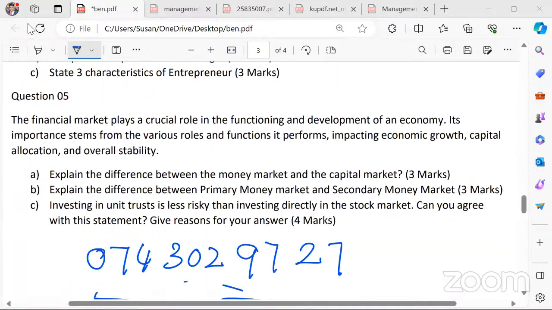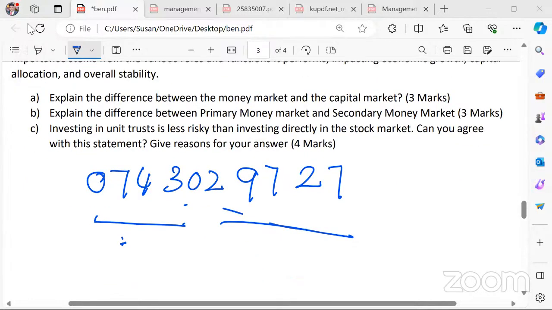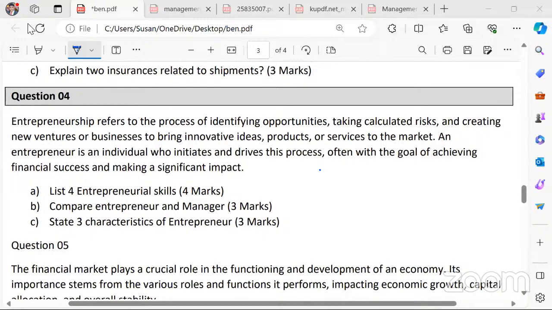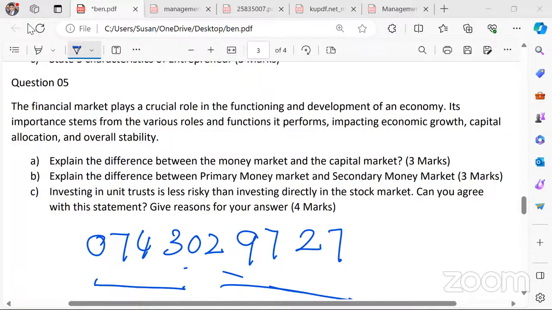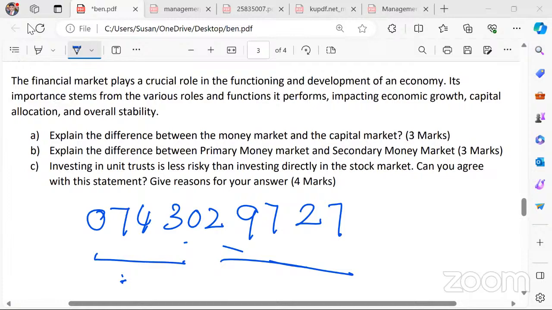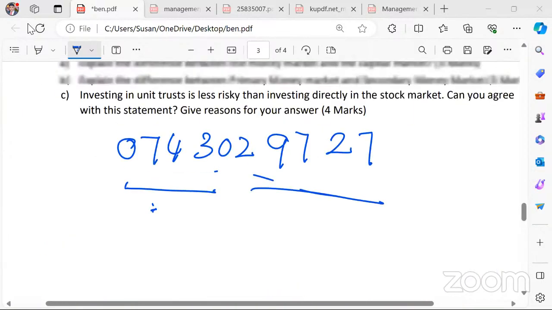The question number 5 we'll discuss in tomorrow's session, right? If you have any problem, then you can ask me on this number. You contact me over this number, then I will help you to answer your questions, right? Then question number 5, the last question, section C, is related to the special case study, right?